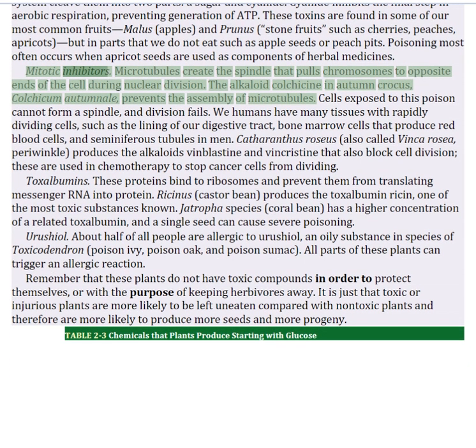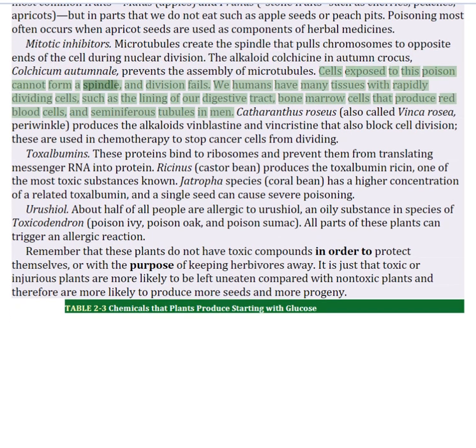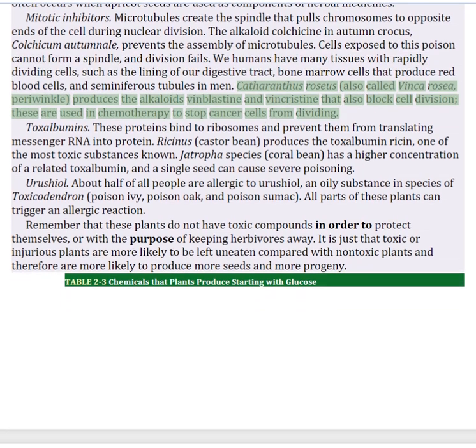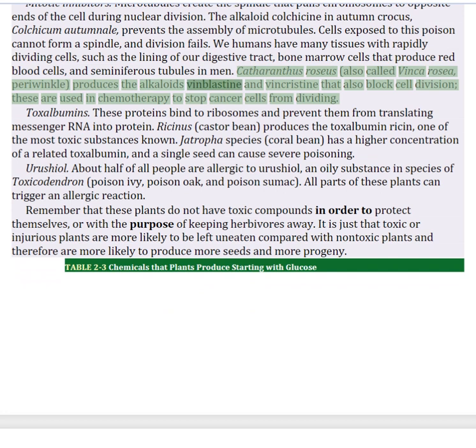Mitotic inhibitors. Microtubules create the spindle that pulls chromosomes to opposite ends of the cell during nuclear division. The alkaloid colchicine in autumn crocus, Colchicum autumnale, prevents the assembly of microtubules. Cells exposed to this poison cannot form a spindle, and division fails. We humans have many tissues with rapidly dividing cells, such as the lining of our digestive tract, bone marrow cells that produce red blood cells, and seminiferous tubules in men. Catharanthus roseus produces the alkaloids vinblastine and vincristine that also block cell division. These are used in chemotherapy to stop cancer cells from dividing.